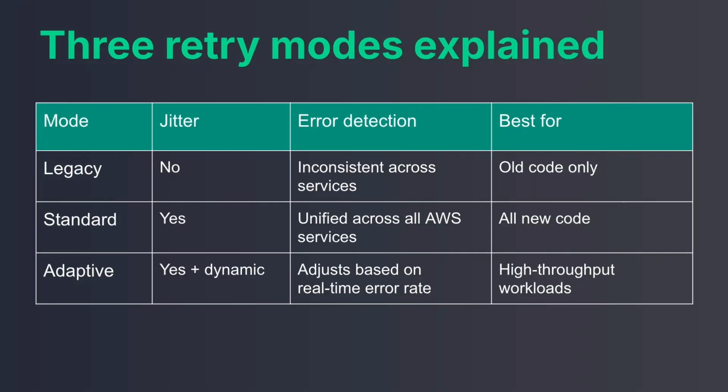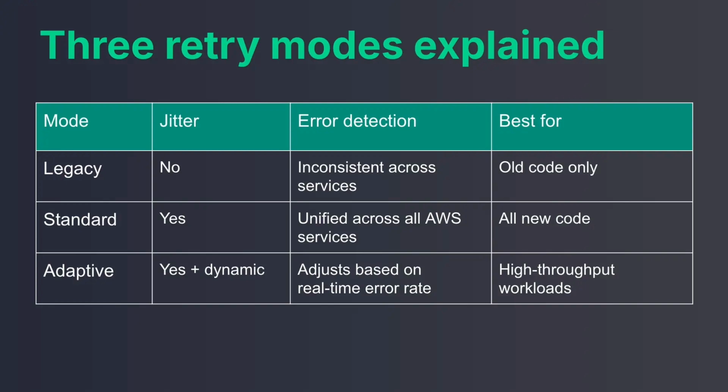Let's talk about the AWS SDK. The AWS SDK has a few retry modes, namely legacy, standard, and adaptive. Before we look at each SDK, we need to understand what these mode names actually mean, because legacy and standard get thrown around without explanation.